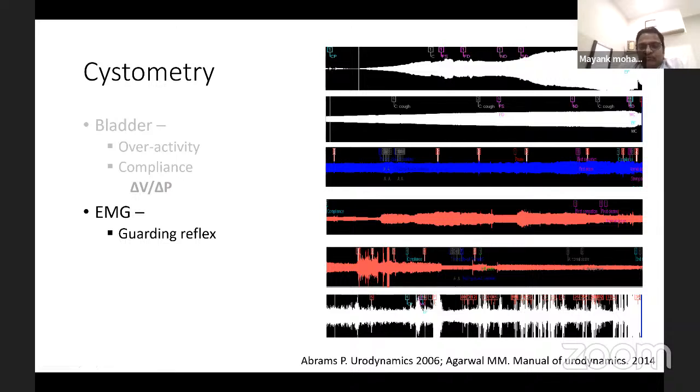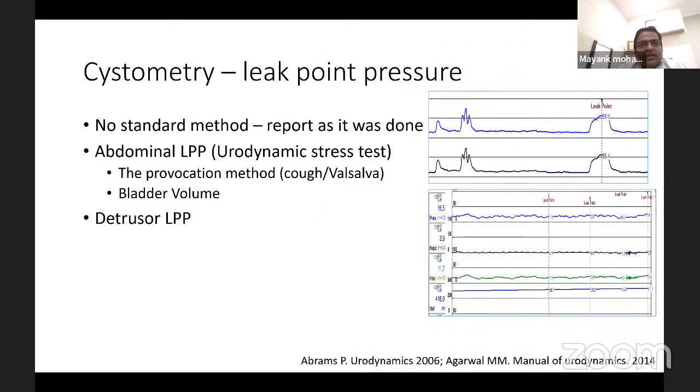So that means the lower three graphs are showing that there is something wrong, whether neurologically or functionally, which is causing these kinds of activities, like in patients of Fowler syndrome, in patients of neurogenic bladder, like traumatic paraplegia, and in patients of dysfunctional voiders. Then you have leak point pressure. That's another phenomenon you should mention.